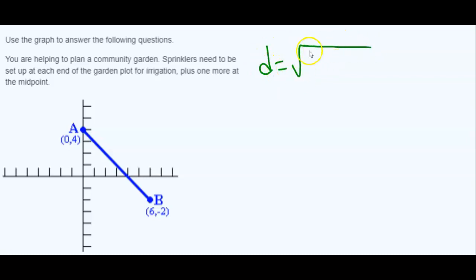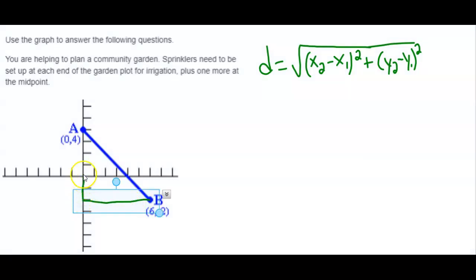The formula is the square root of x2 minus x1 squared plus y2 minus y1 squared. But let me show you what that actually means. Like if we drew our lines to get from one point to the next following the grid, this makes a right triangle. And when we say x2 minus x1, we're actually saying what's the distance between these two x values? And when we say y2 minus y1, we're saying what is the distance between these two y values?